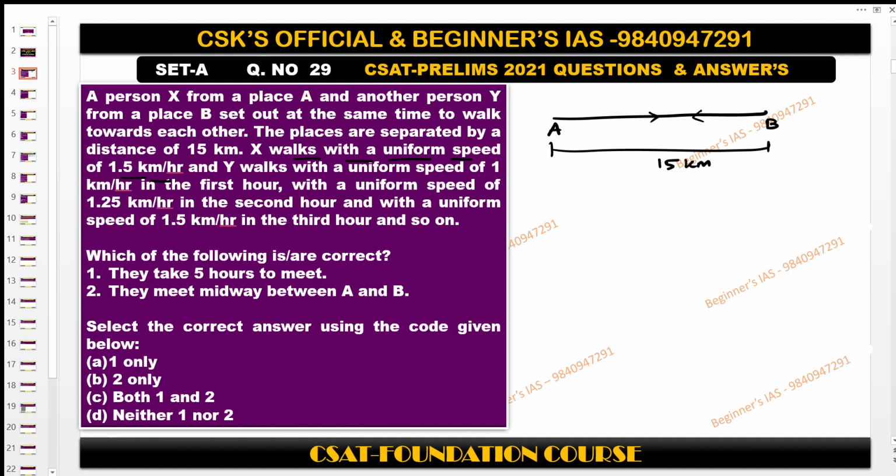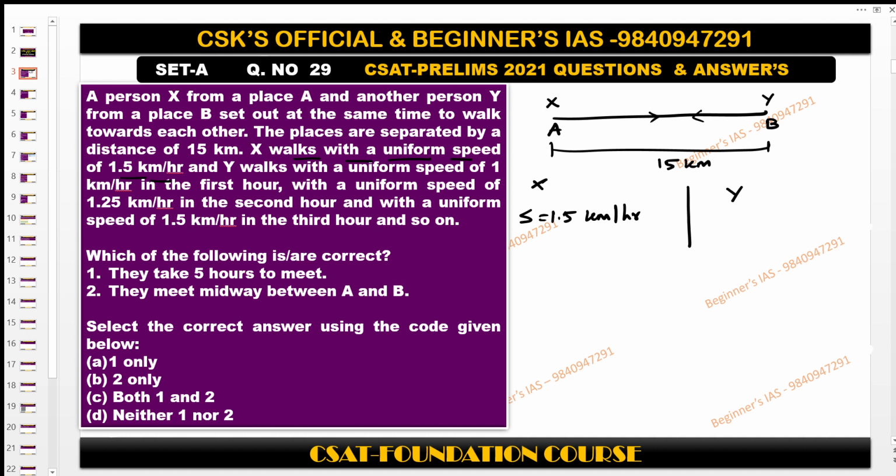here you have the data with respect to X. I'm just taking this as X and this as Y. So now here S is equal to 1.5 kilometer per hour. Next one is with respect to Y. Y walks with a speed of 1 kilometer in the first hour, in the second hour 1.25 and in the third hour 1.5. So therefore the speed of the second person varies here.